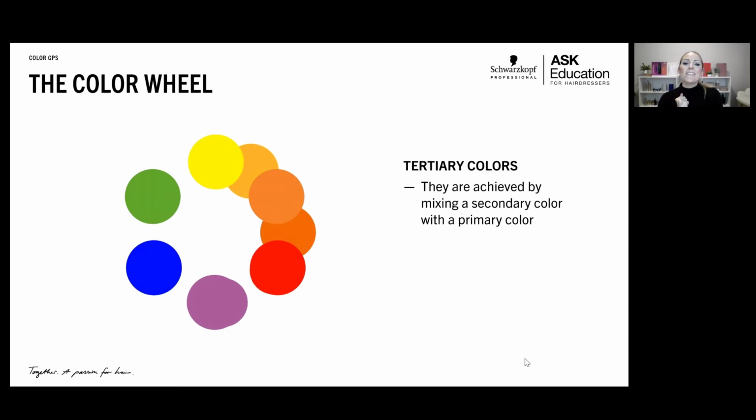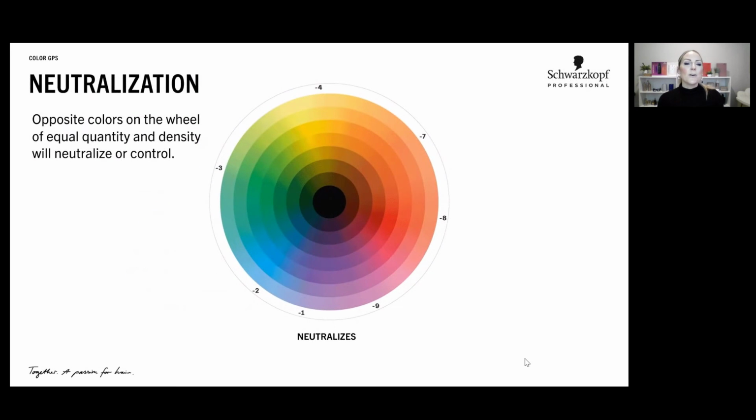All right, tertiary colors. So if we really want to create the full spectrum, we can create all the colors in between, of course, our primary and our secondary color by mixing all of them side by side together. So neutralization, this is actually the color wheel that we have in all of the Schwarzkopf color charts. This is in our permanent and our demi-permanent, and really gives you a guide in terms of our numbering system, what to choose and what to work with to help us neutralize.